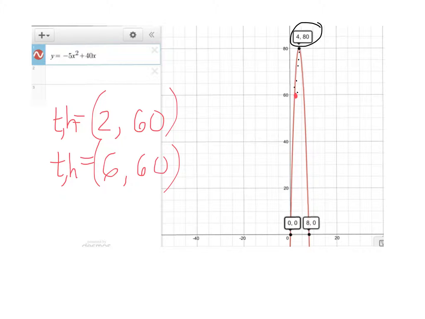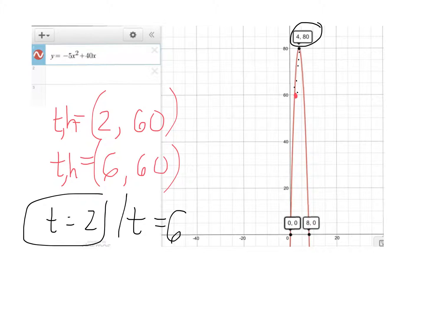We could have found the axis of symmetry, and we can use t equals 2 and t equals 6 to find it. Even though those aren't the x-intercepts, with partial factoring you're finding two values of y that are the same, so the axis of symmetry is still halfway between those 2 points. Is 4 halfway between 0 and 8? The x-intercepts are 0 and 8.